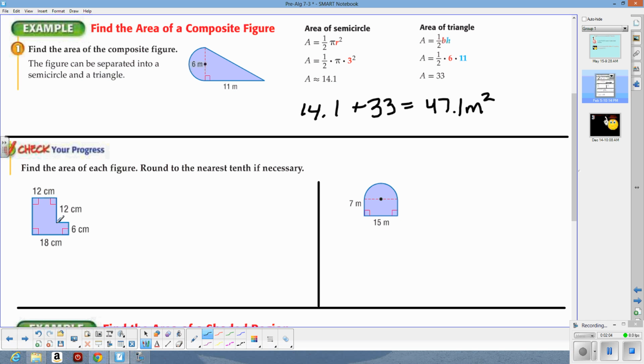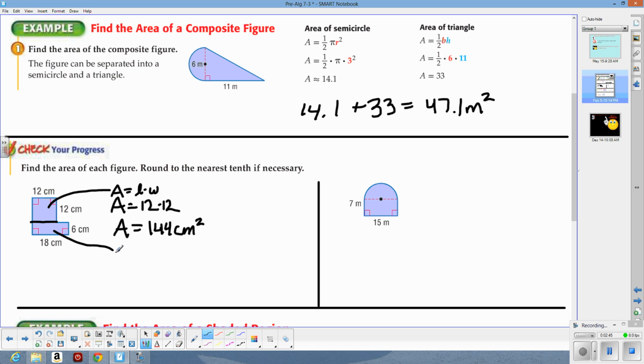This right here I would divide into 2 rectangles. If I draw a line like that, I would find the area of this first. Area equals length times width, or the area is equal to 12 times 12, which is going to be 144 centimeters squared.